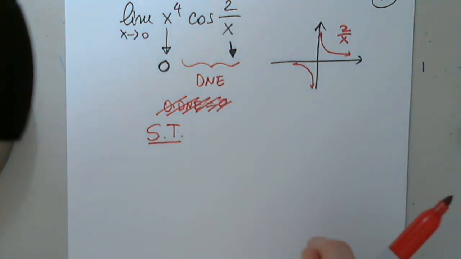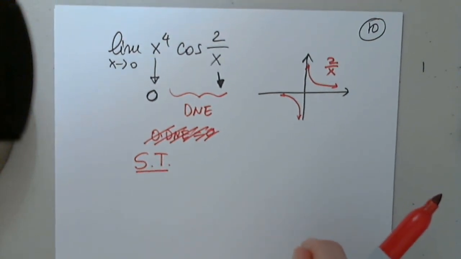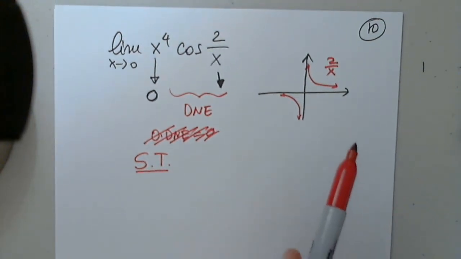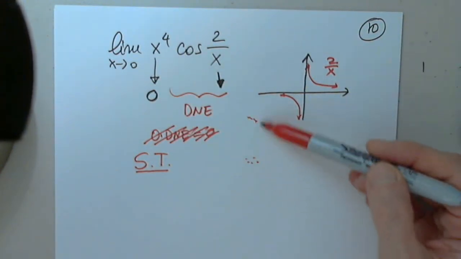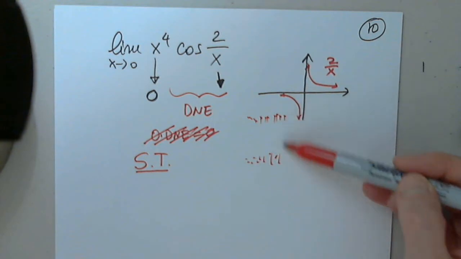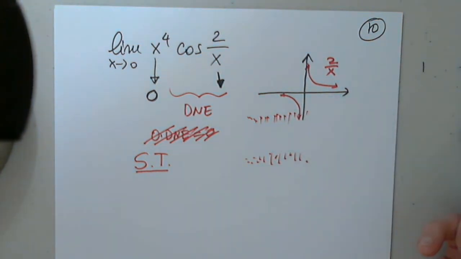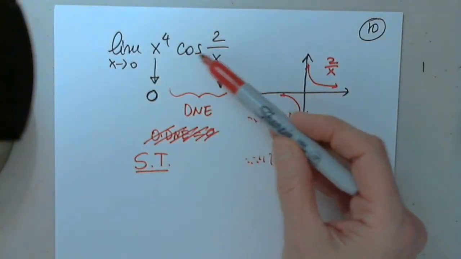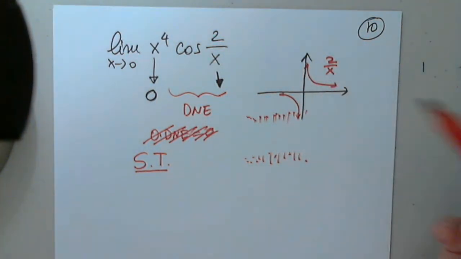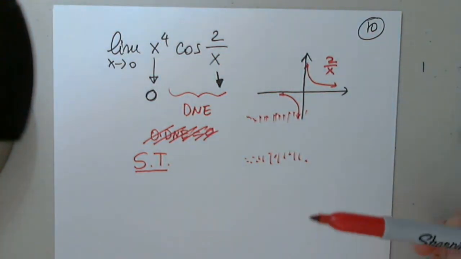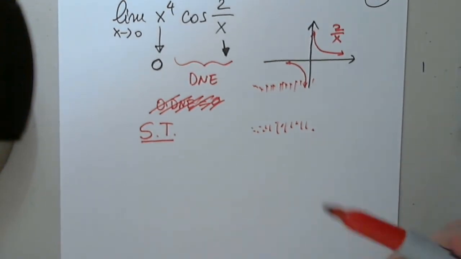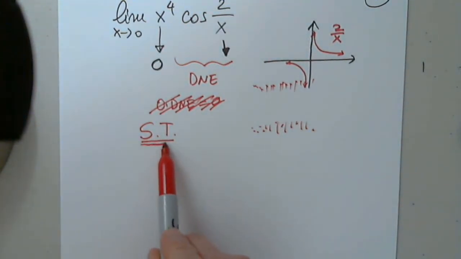Do we use it because it would end up being 2 over 0? No, it's because cosine will oscillate like this. It will not approach anything. So that's why cosine of an infinity does not exist. So this is a typical situation in which we have to use the squeeze theorem.